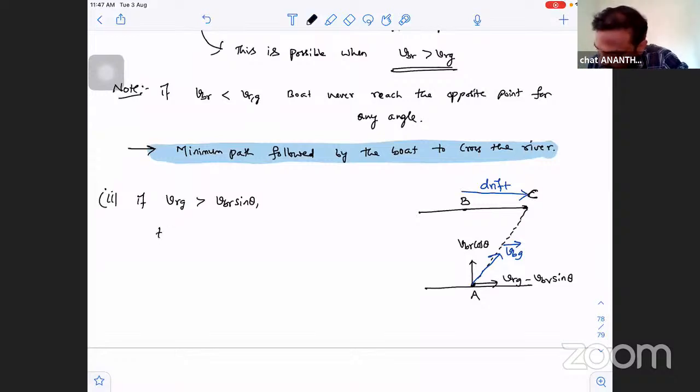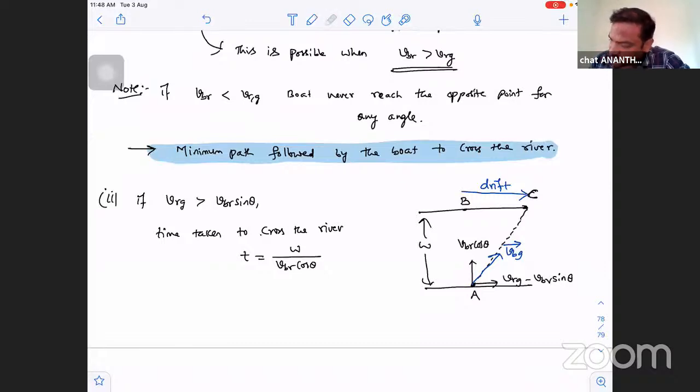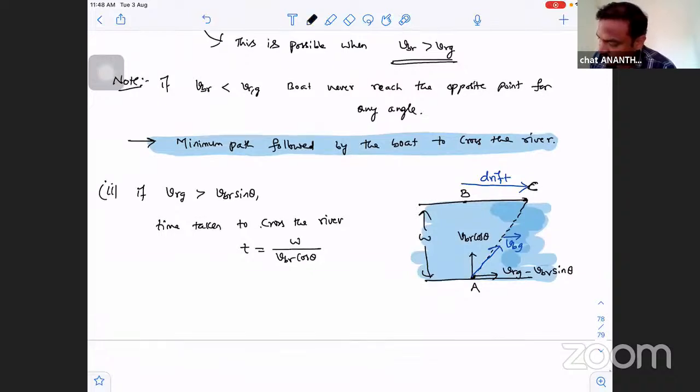Then what is the time taken to cross the river? Still we can write W by VBR cos theta: width of the river by the perpendicular component. That's it, you can remember it that way. Okay, don't think that the time value is the same in both cases. Theta is not the same, no? But we are writing it as theta. Try to understand.